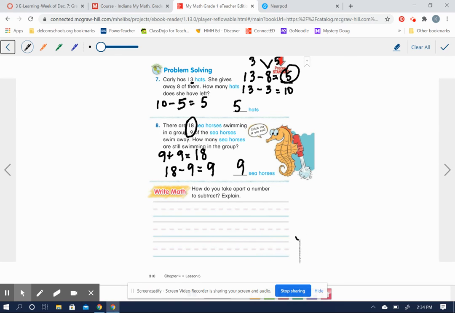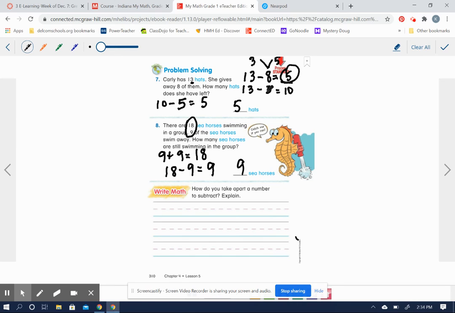Okay, so for me, making a double was a faster and easier way to solve that. Making 10, which is what we've been doing on these pages, that's just another strategy. It takes a little practice right now to grasp it, but eventually that might be something you like also.